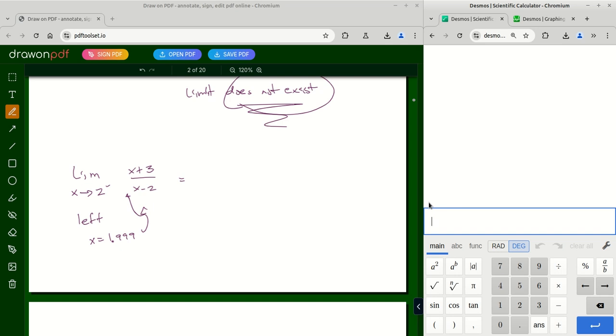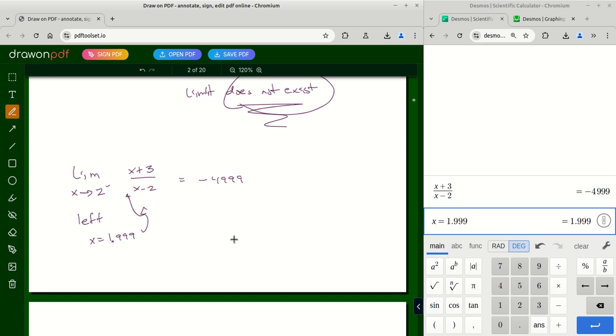So again, I'm going to use Desmos. And let me show you some of the cool things that you can do with Desmos. You can type in this as a function and then just type in like 2. You can see it's undefined. Well, in my case right now, I want to try 1.999. So when I plug that in, I got a negative 4999.